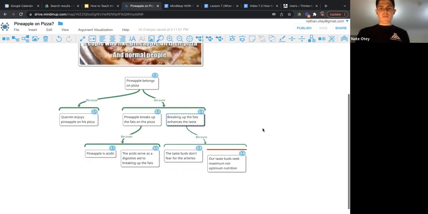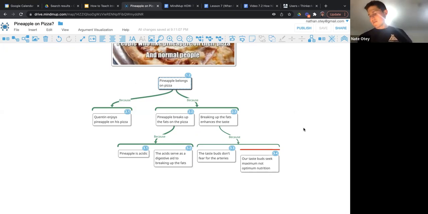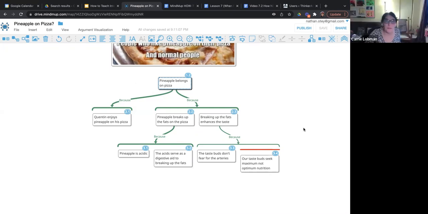I want to hear if anybody else either can give us an additional reason to believe that pineapple belongs on pizza, or stick up for the argument as it's already presented, or if someone else has a different objection, if there are any pineapple haters out there who would like to take issue with this. I'm both of those things. I'm both a pineapple hater, and I want to support Quentin's argument that pineapple belongs on pizza because he enjoys it.